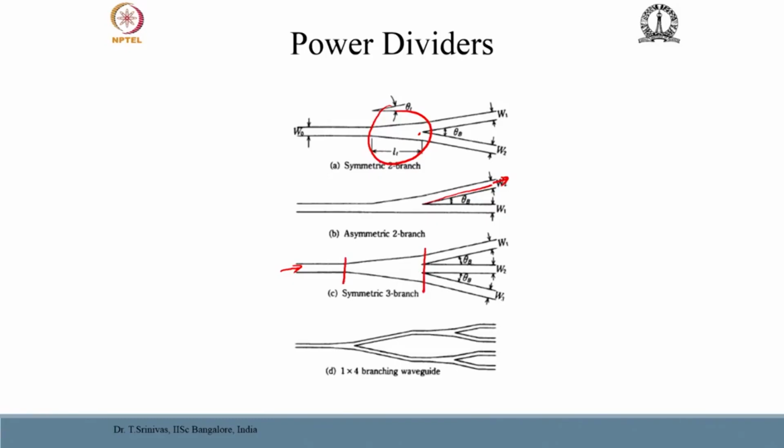So, we can create higher order branches using 1 to 2 waveguide branches. For example, here it is shown that you can make a 1 to 4 branching waveguide power divider using 3 1 to 2 power dividers.